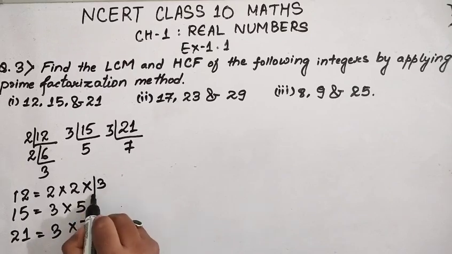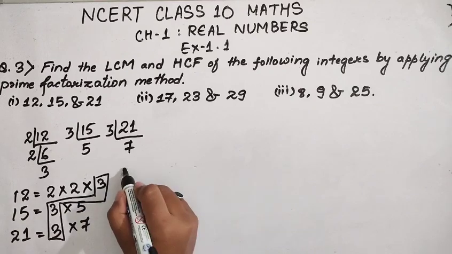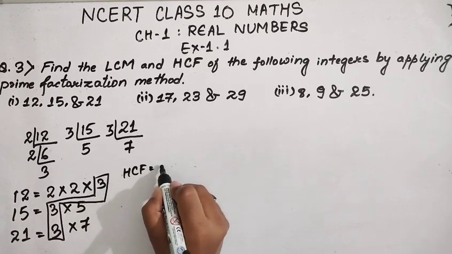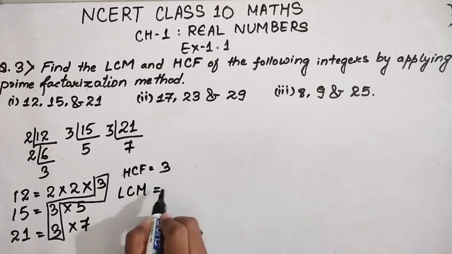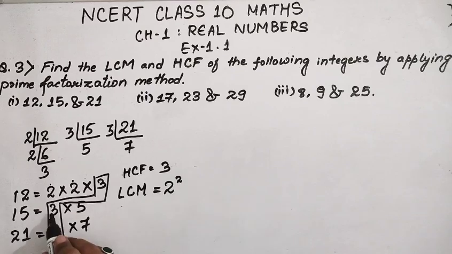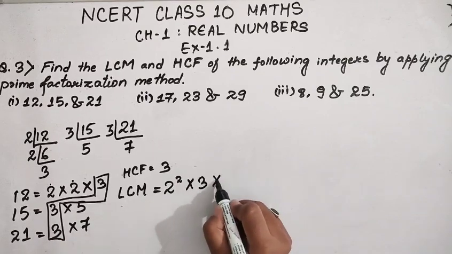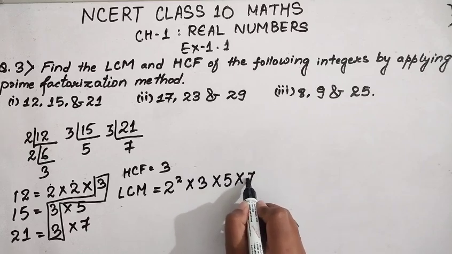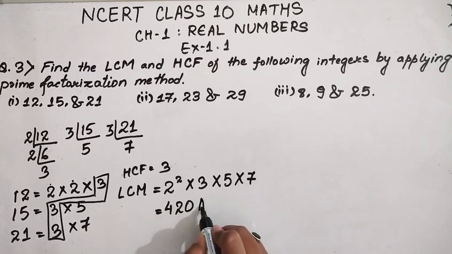Clearly, we can see over here, the common factor is 3. So, HCF is directly 3. And for LCM, the highest power of 2 is 2 square. The highest power of 3 is 3 to the power 1. And we have the highest power of 5 and 7. So, here the multiplication of these is 420, which is your answer.